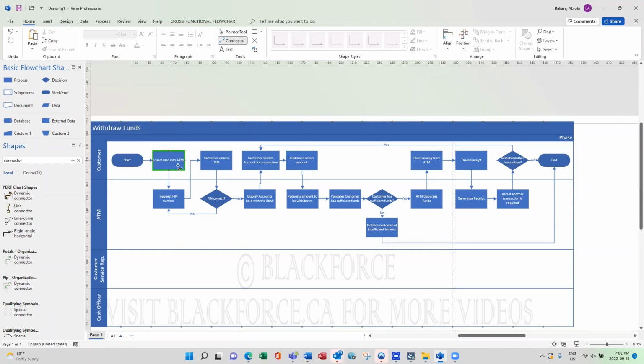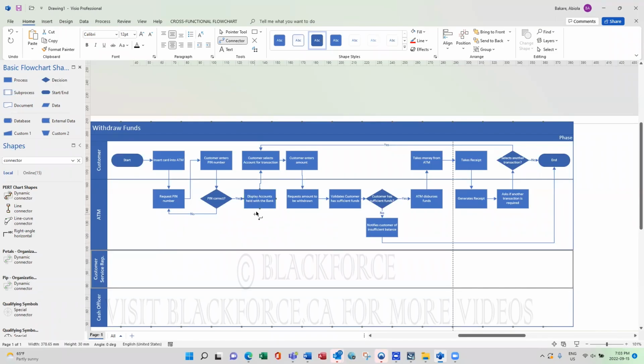Customer inserts card into ATM. ATM requests PIN number. Okay. Customer enters PIN. I'm just going to put PIN number here to make it consistent. Customer enters PIN number. PIN correct? Yes. ATM displays accounts held with the bank. PIN incorrect? No. ATM returns customer here. And this goes on till the customer enters the PIN number, or the customer maxes out the number of tries. And we're going to talk about that in a bit.